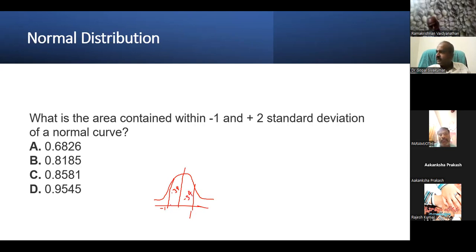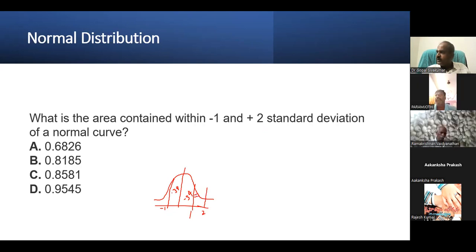But now they are asking us to find out the area between -1 and +2. So draw one more. So this point will be 2. Now somehow you should be able to find out this area also. Now how to find out this area? What is the method you can use? If I assume -2 here, the area between -2 and +2 will be how much? 95.45. I'm just taking only approximate.